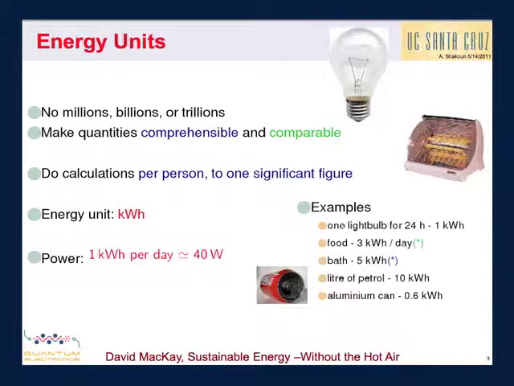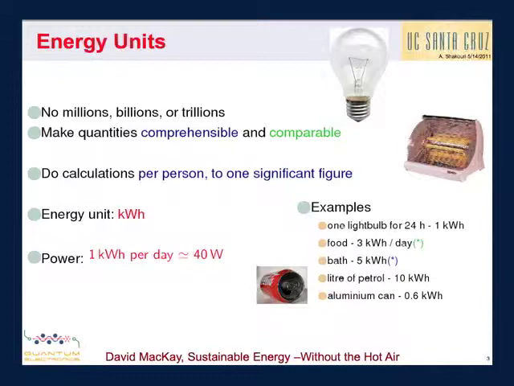And per person, use a unit of kilowatt hour. Kilowatt hour is a unit that you can relate to. If you have a 40 watt light bulb and you turn it on for 24 hours, the energy it consumes is 1 kilowatt hour. So that gives you an idea. Then you can write everything else as a function of this kilowatt hour.